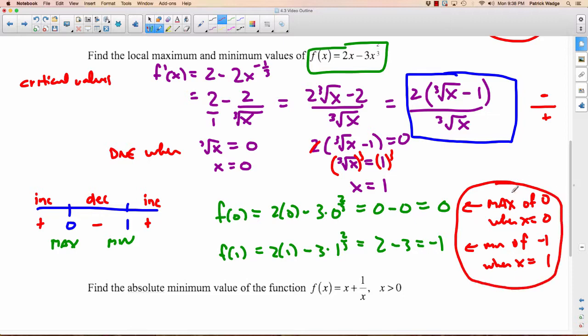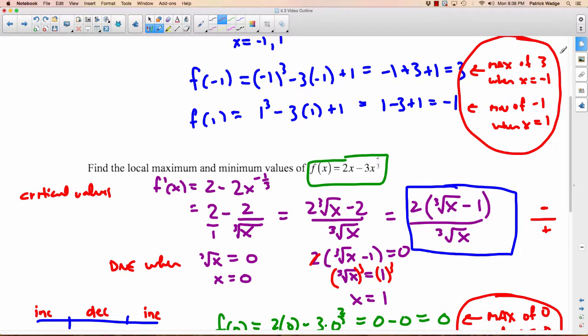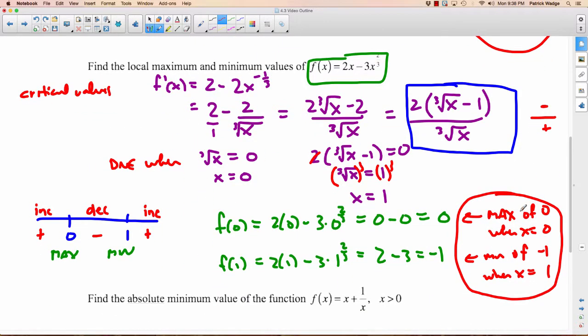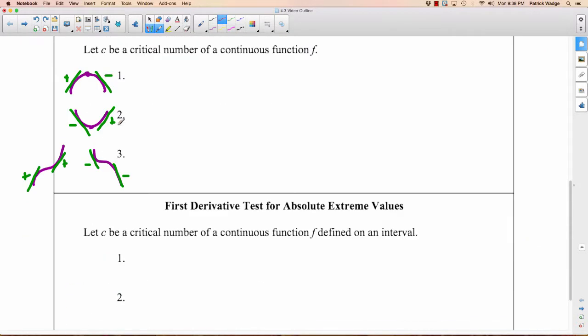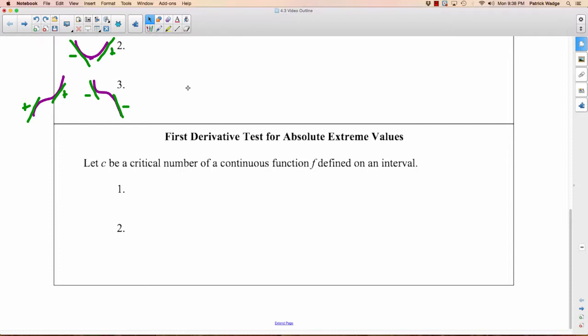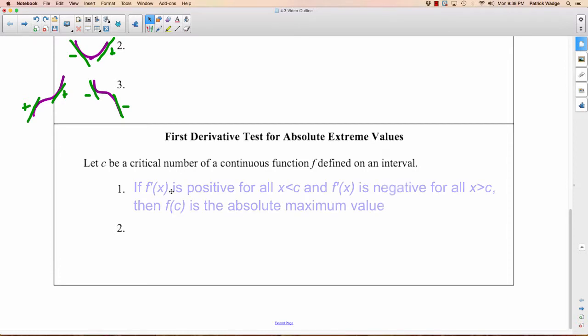And by the way, sorry, I should have done this before. All these things in here where I've written max and minimum, they should all say local. When we use the first derivative test, you're going to find local maximum and minimum. You can't say whether it's absolute unless, which brings us back to the first page, unless this is possible. So if you want to be able to say with the first derivative test that it's an absolute extreme value, then what needs to be the case is that the derivative is positive for all the x's less than c, and the derivative is negative for all the values greater than c.